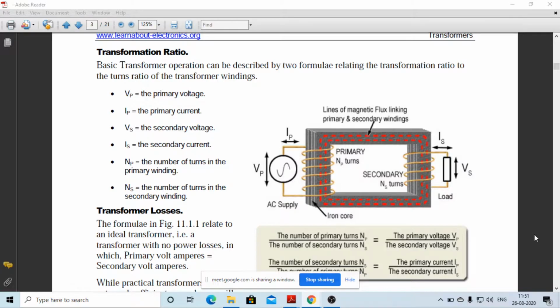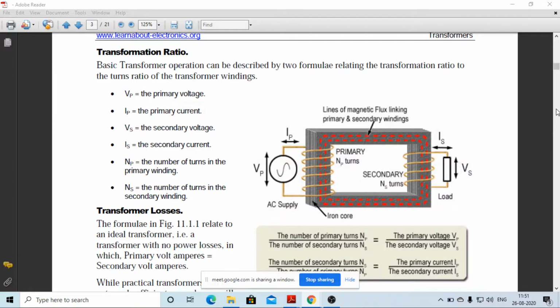Primary turns is generally for the supply voltage. There is an AC supply, and at the secondary turns you can use your project as a load. So the voltage produced at the primary side is called Vp, current is Ip. For the secondary side it is Vs and Is.